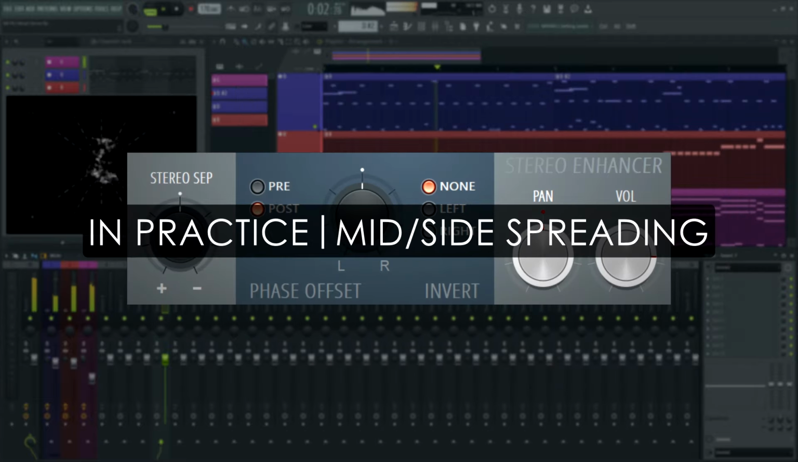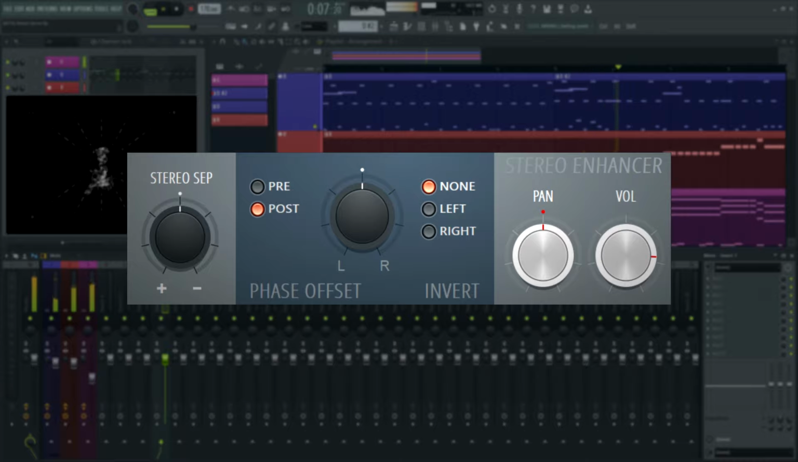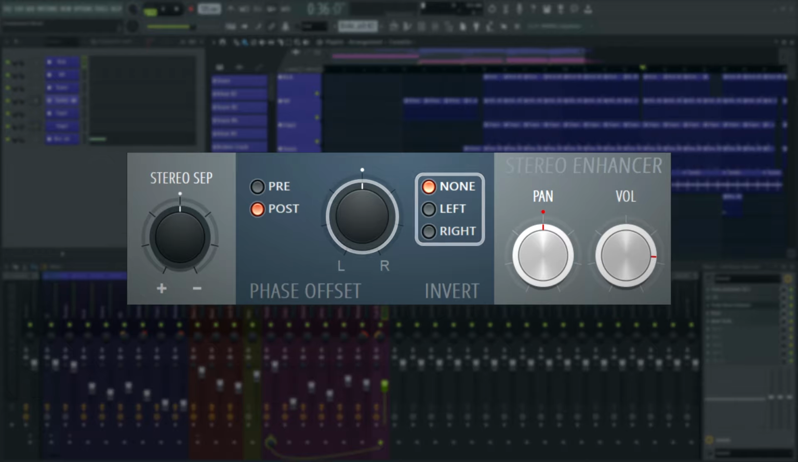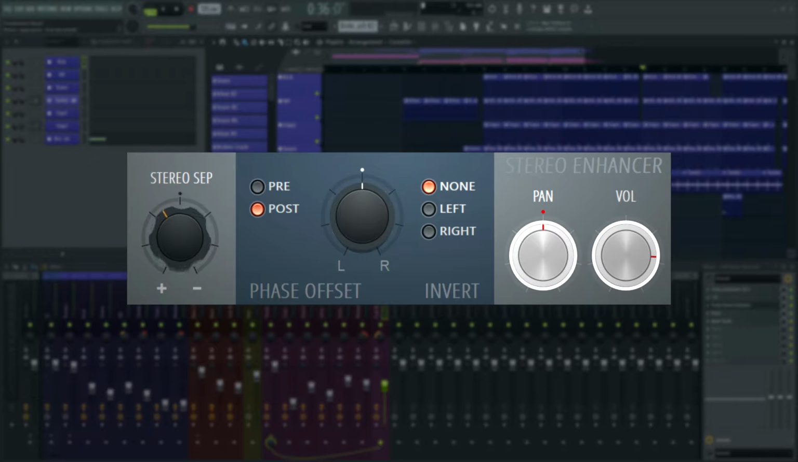Fruity Stereo Enhancer is a more user-friendly but also lightweight version of the Stereo Shaper, where a lot of the things the Stereo Shaper can do have dedicated controls. There is a stereo separation knob, which works like the one in the mixer, a phase offset between the left and right channel, a switch to invert the polarity of either channel, and panning and volume controls on the output. Use this plugin for broad strokes adjustments to the stereo position of a sound inside an effects chain. I'll use it to widen the brass before the compression here, and undo the panning I did earlier.